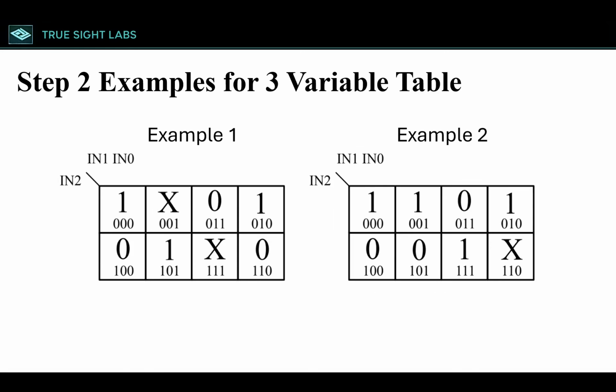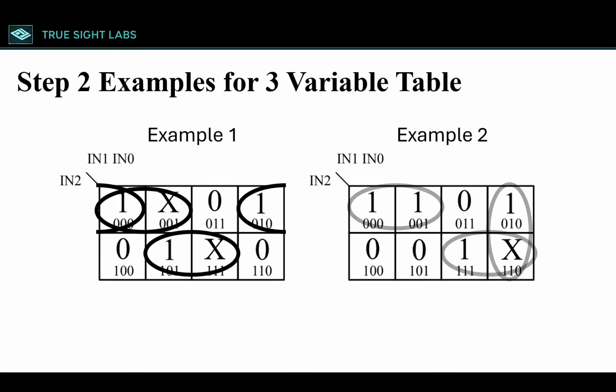Now let's look at a couple examples of step 2 for a 3 variable K-map. In example 1, we use the excess as don't cares to make the circles larger, which simplifies the final expression. Notice that one circle wraps around the top corners. This is completely allowed. In example 2, we group the adjacent ones together, and we include an X when it helps us form a larger valid group.